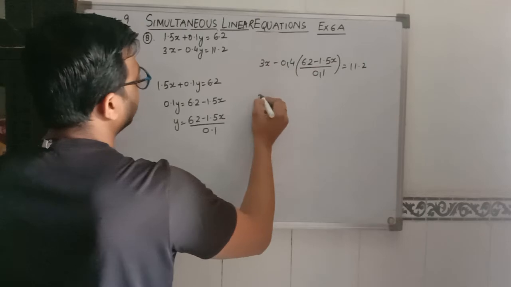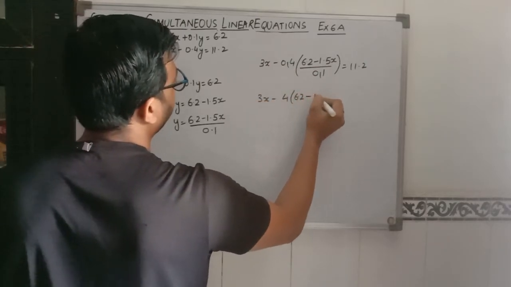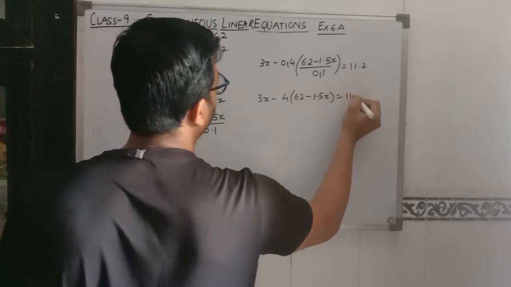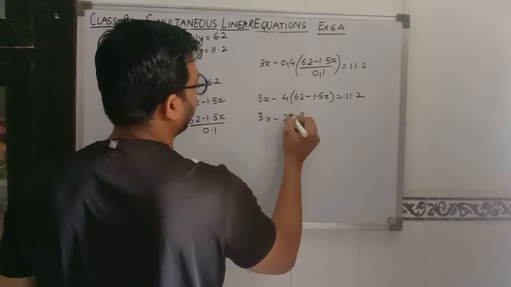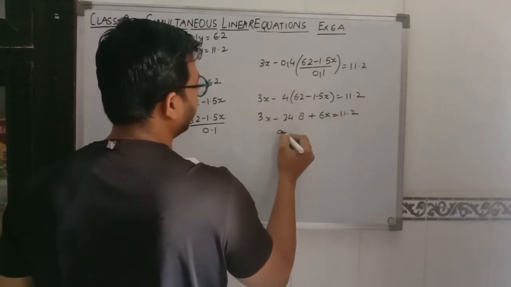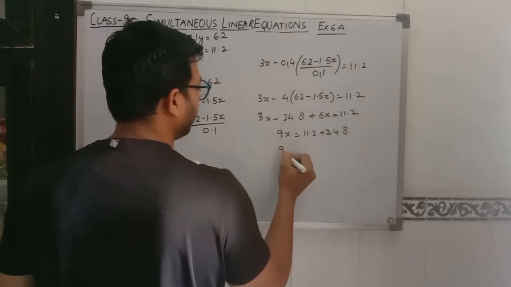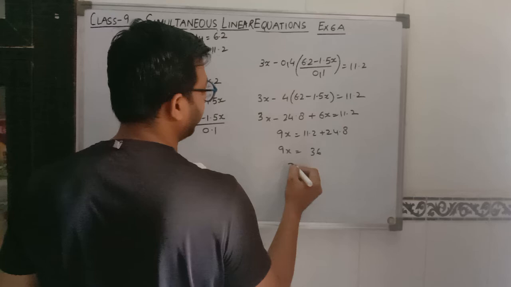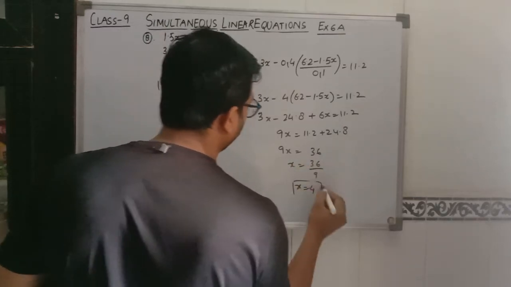The decimal point will be removed. So it will become 3x minus 4 multiplied by (6.2 minus 1.5x) is equal to 11.2. Now multiply it. 3x minus 4 times 6.2 is 24.8, plus 6x is equal to 11.2. 6x and 3x is 9x, 11.2 plus 24.8. So 9x is equal to 36. So x is equal to 36 divided by 9. The value of x will come 4.